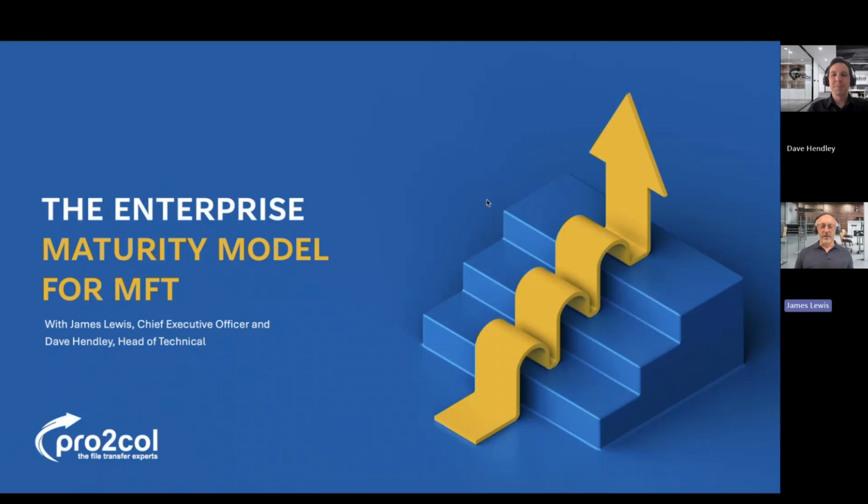So, on the call, we've got Dave and I will introduce ourselves in just a second, but we're going to be taking you through something that we've developed internally called the Enterprise Maturity Model.